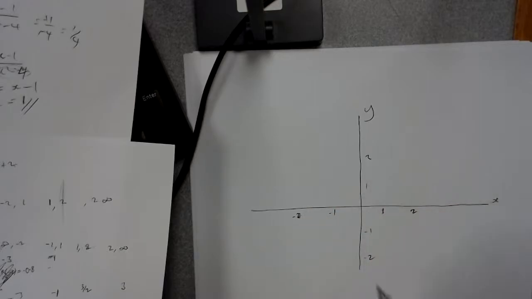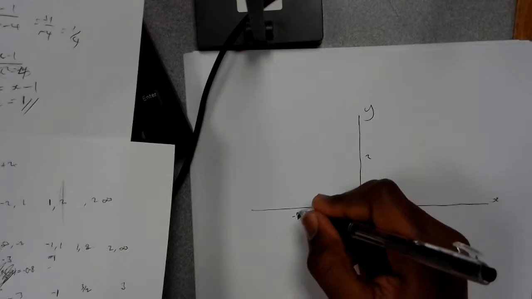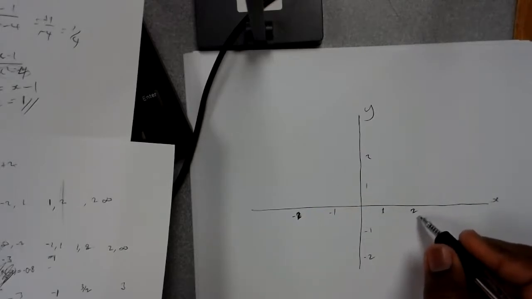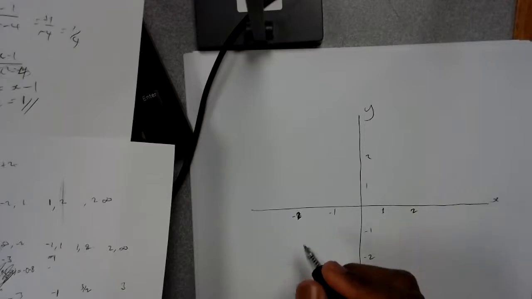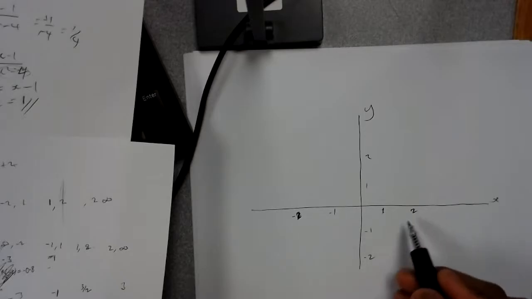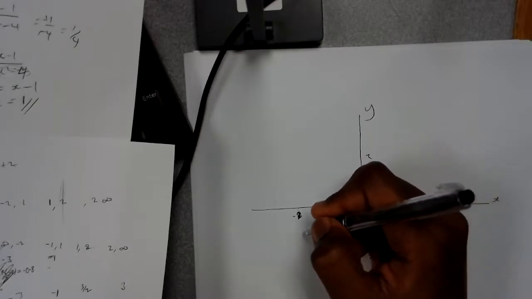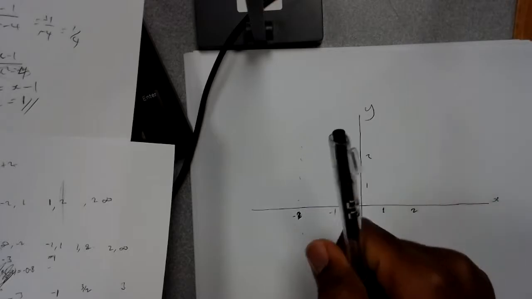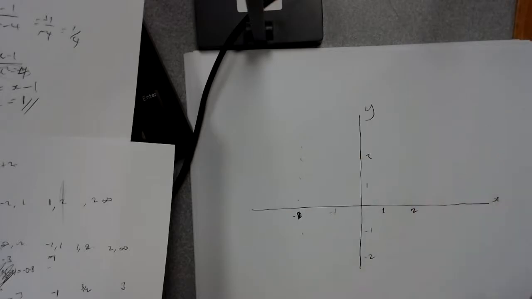That's our domain. That was the first step we did. Our domain was x is equal to all numbers except -2 and 2. So it means the graph will never be on this line here. The graph will never be on -2 or 2. It will never be on there.